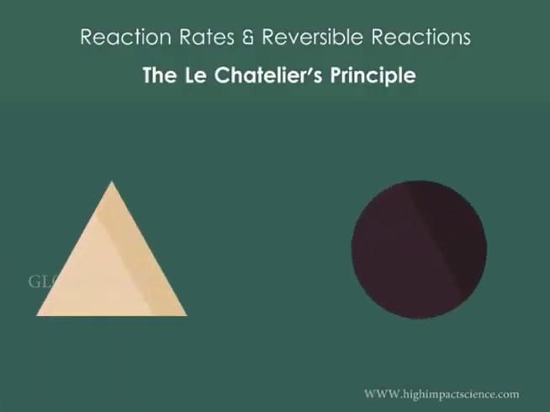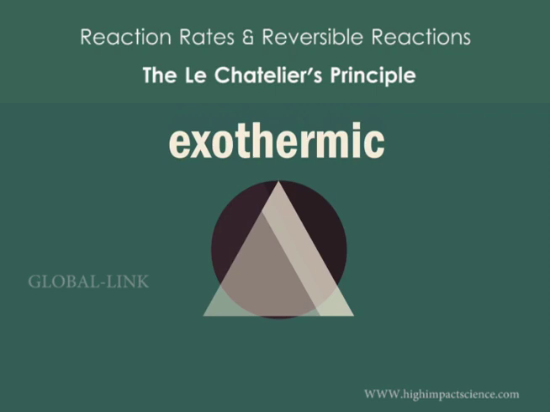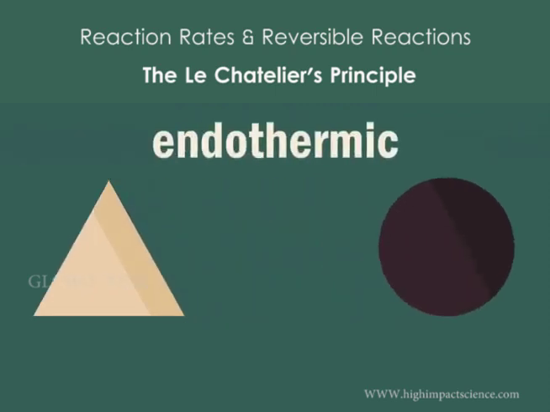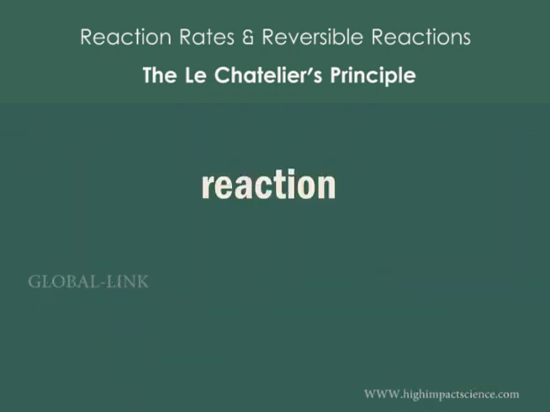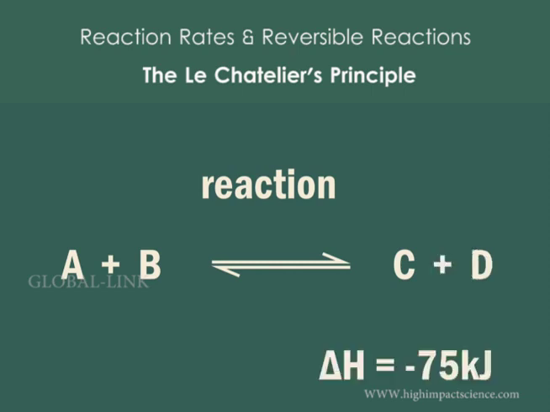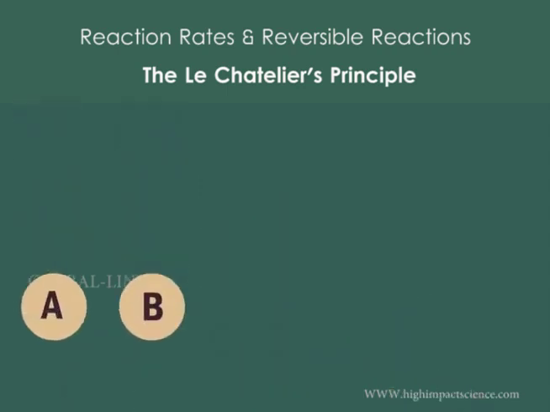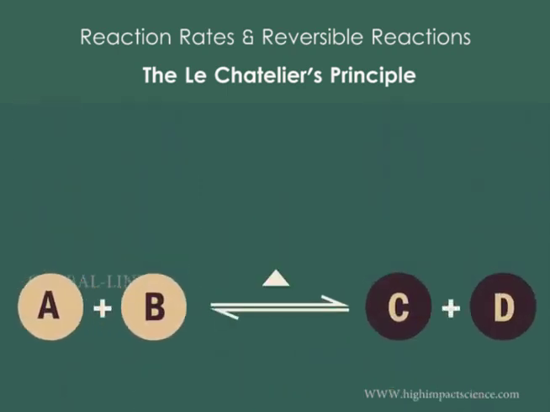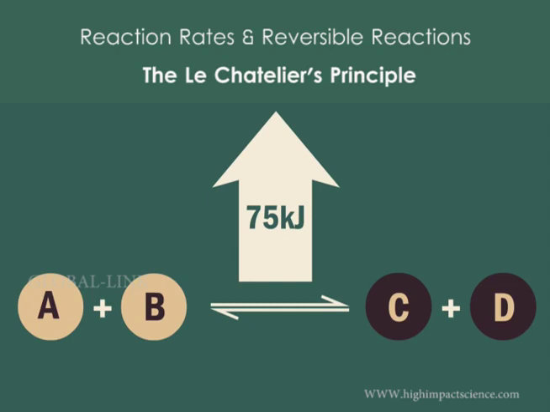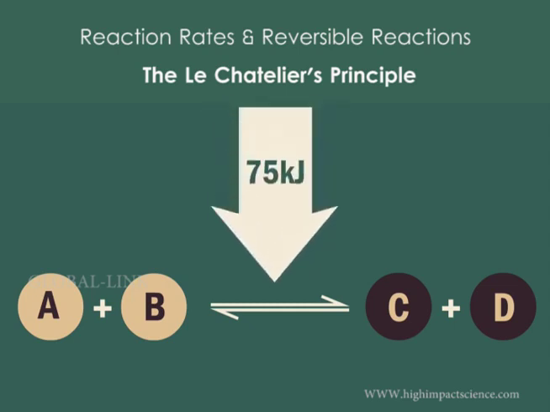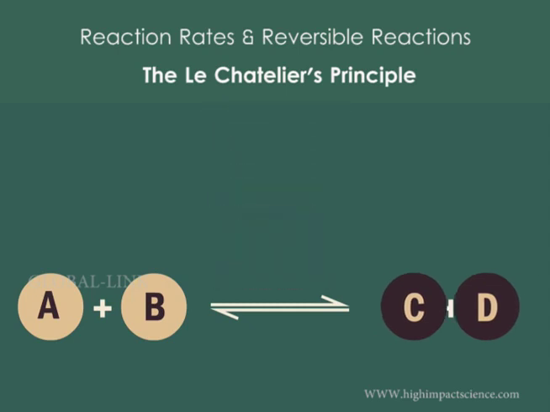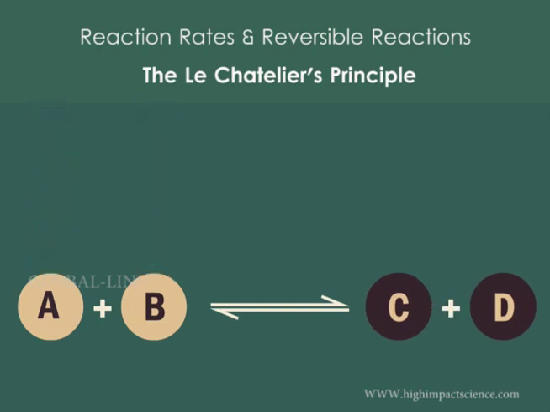If the forward reaction is exothermic, then the reverse reaction must be endothermic. Let us examine a hypothetical reaction where reactant A reacts with reactant B to produce product C and D with the enthalpy change of -75 kilojoules. This means that when the forward reaction occurs, 75 kilojoules of energy is released, and 75 kilojoules of energy is absorbed when the reverse reaction occurs.